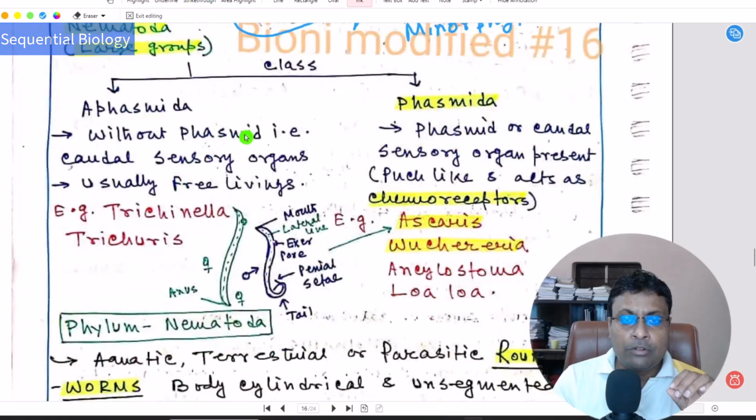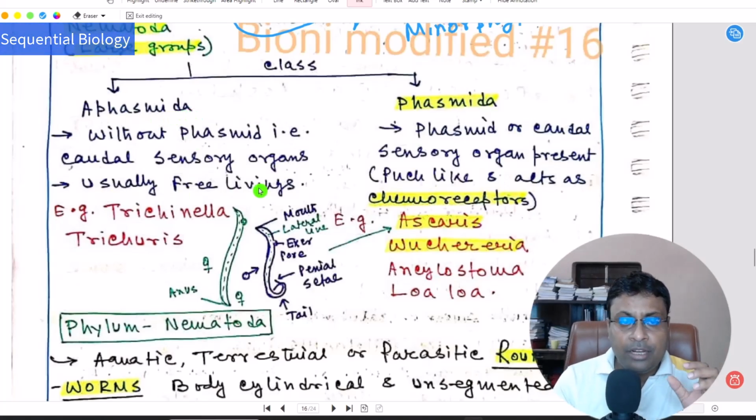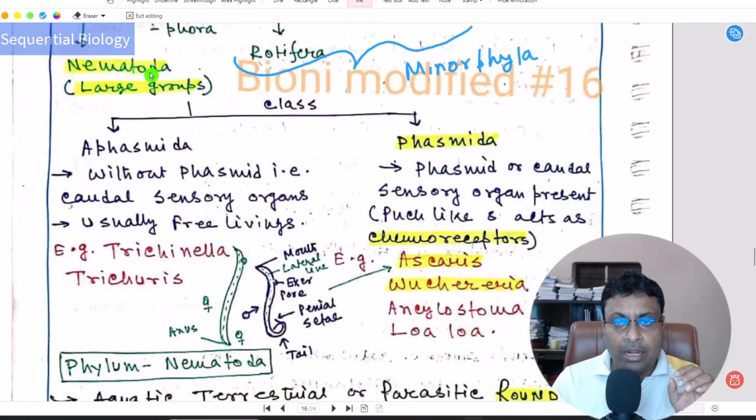Aphasmida means without phasmid. That is, the caudal sensory organs are absent in the members of this class, and usually they are free living. They are not parasites, they are free living. Examples of this class are Trichinella and Trichuris. They are the two representatives of this class Aphasmida, which is included under phylum Nematoda.